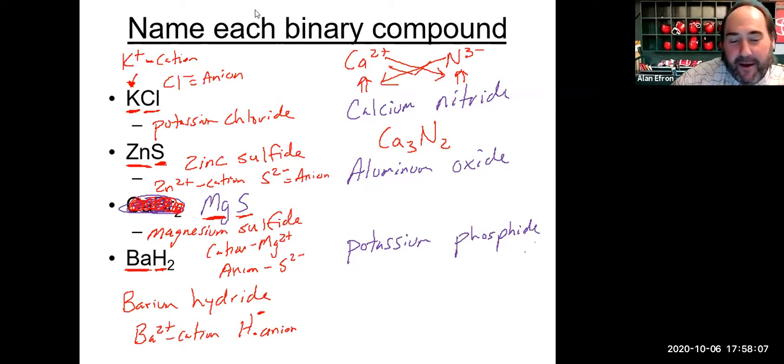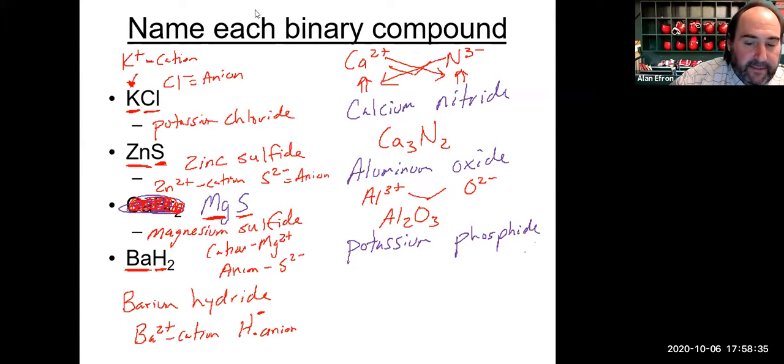Looking here at aluminum oxide, aluminum is group three, so it has a plus three charge. Oxygen, group six, has a minus two charge. When we put that together, we want to make sure that we get to zero. So six again here is our common number, and that means that we need two of the aluminums and three of the oxygens for Al2O3. Again, another one you could kind of cross over and it'll be okay.